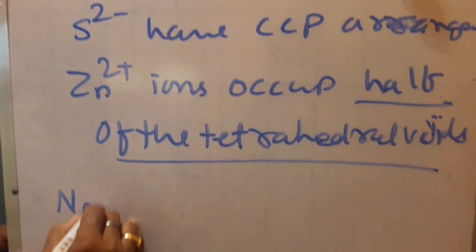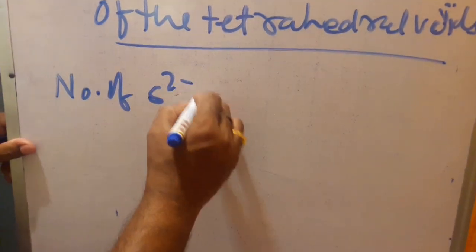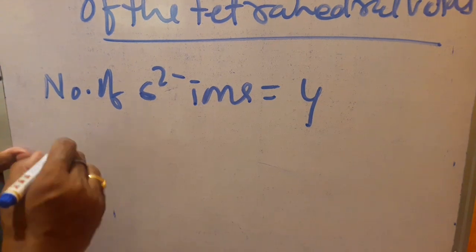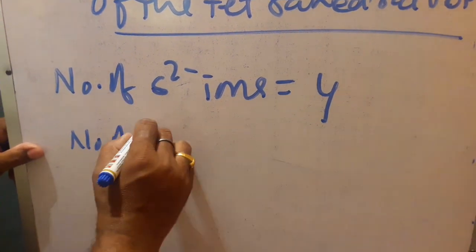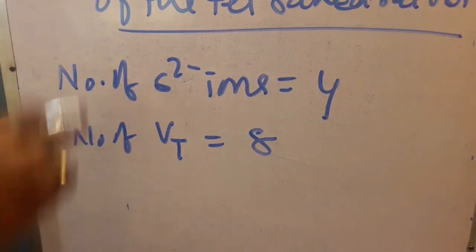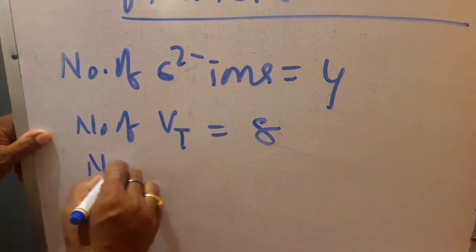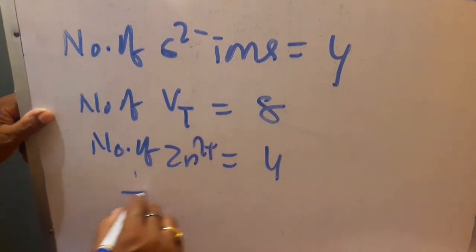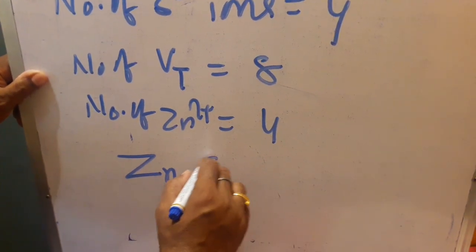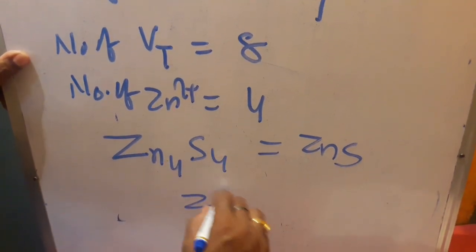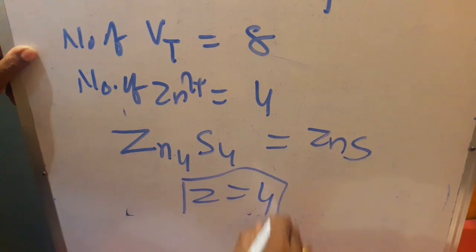So the number of S2 minus ions per unit cell is equal to 4 because it is CCP arrangement, and the number of tetrahedral voids is equal to 8, but half of the tetrahedral voids are occupied by zinc ions. So the number of Zn2 plus ions is equal to 4. Therefore, the formula of ZnS is Zn4S4, which is equal to ZnS, and Z is equal to 4 for zinc sulfide solid.